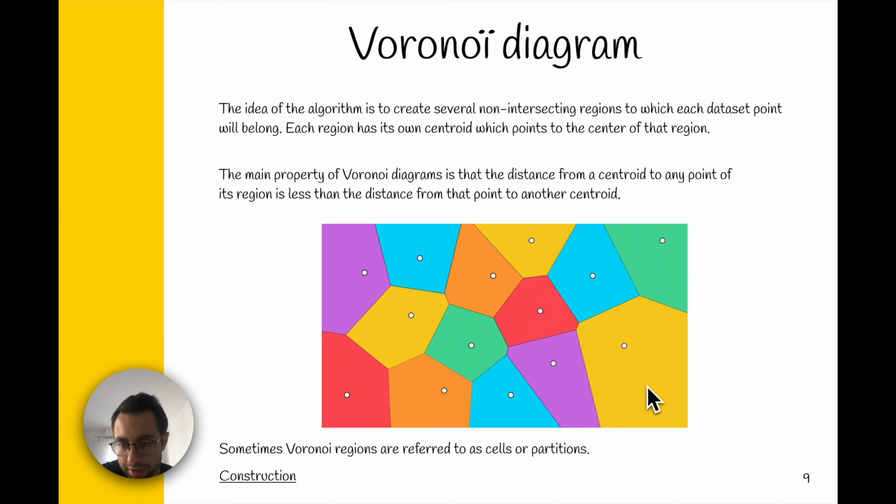To put it simply, imagine that here I have a point. What this statement says is that the distance from this point to the centroid will always be less than the distance from this point to any other centroid outside that region. So for example, here the distance will be longer than this one. This is a very useful property of the Voronoï diagram. Sometimes Voronoï regions are also referred to as cells or partitions. I'm not going to dive into how Voronoï diagrams are constructed, but it is usually very fast. There exist mathematical algorithms allowing us to do this.